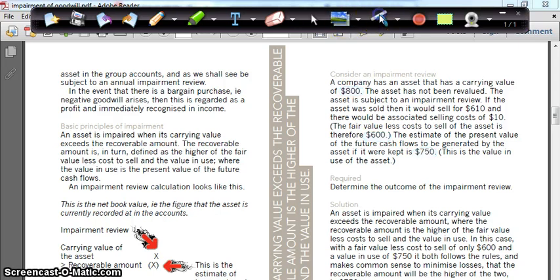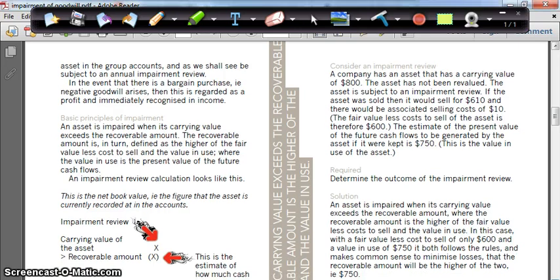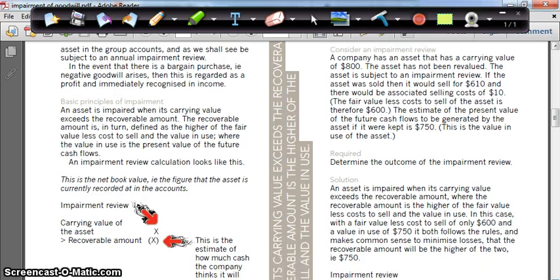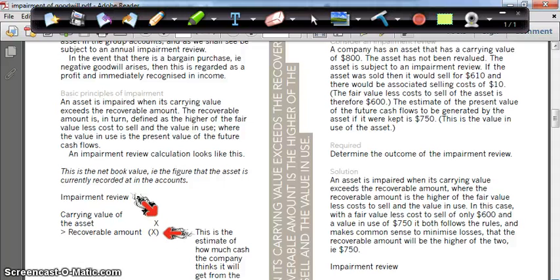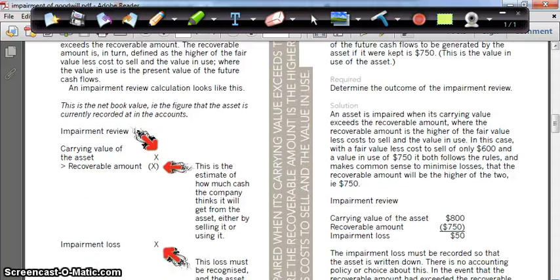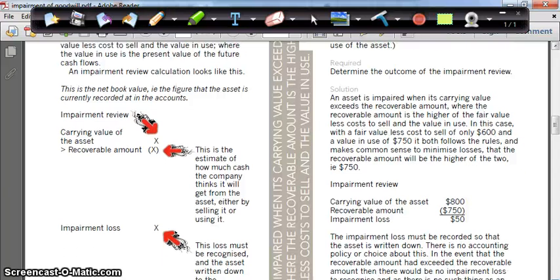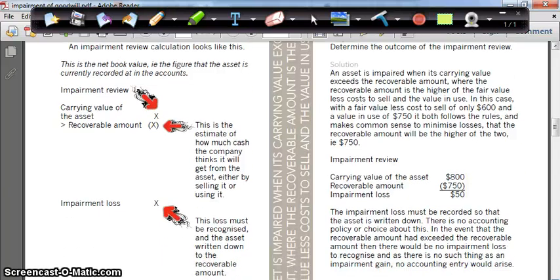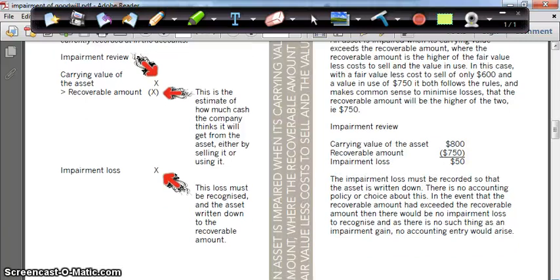So what we then need to do is determine whether the asset has been impaired, and that's done by comparing the carrying value of 800 to the recoverable amount of $750. So we can pretty much see straight away that yes, the $750 is less than 800 by $50. So the impairment loss that's going to be recorded is 50.